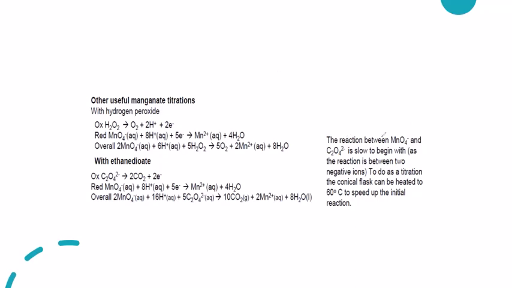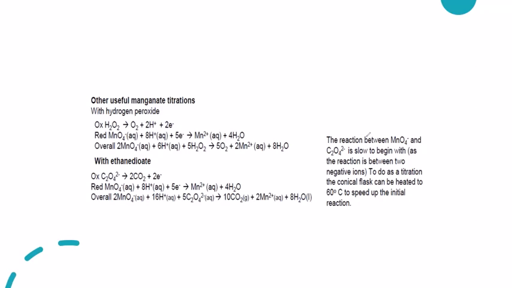But what happened, the reaction between the manganate ion and ethane dioate ion is very slow in the beginning. So we have to heat it. We have to supply heat energy, around 60 degrees, to speed up this reaction.